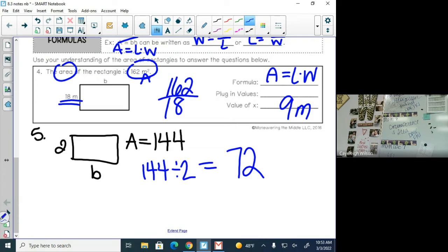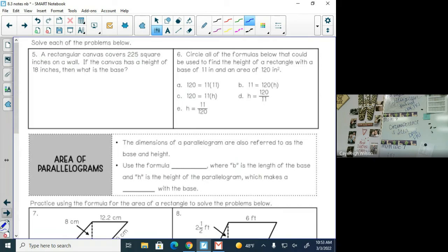All right, we're flipping over. I want you all to try number 5. If you don't like it because there's not a picture, draw a picture. It's telling you a rectangular canvas covers 225 square inches. Oh, I just know the word square. That means that 225 must be my area. Hold on. Give me a minute.